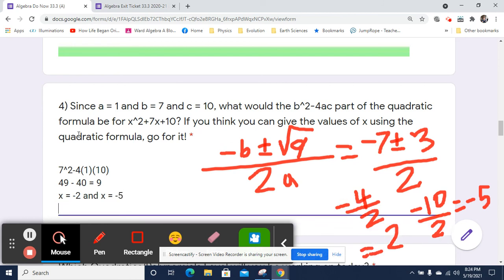If we were to factor this equation, the original one, x squared plus 7x plus 10, we would end up with x plus 5 times x plus 2, which means the x-intercepts are negative 5 and negative 2. And look at that, we got negative 5 and negative 2. So if I set that equal to 0, x would be negative 5 and x would be negative 2, and that matches with what we've got here.